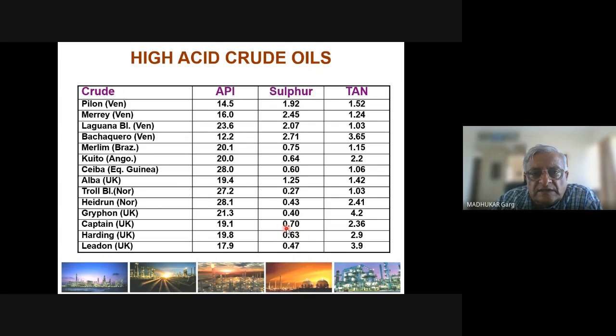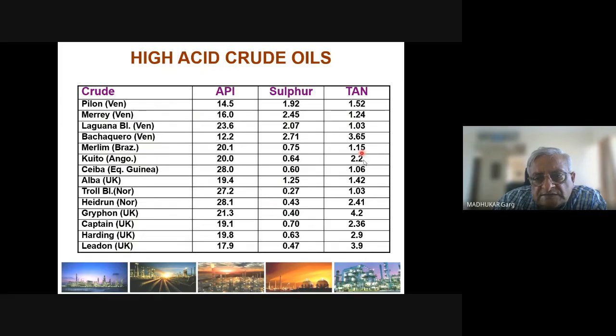And these are some of the high acid crudes which are traded worldwide, and you can see the origin. Basically, Venezuela is very rich in crude oil, but most of the crude oil in Venezuela is either heavy crude or high TAN crude. In fact, this Mary crude is a very famous crude. In Reliance, we actually buy a large quantity of this Mary crude. Then Marlim crude from Brazil or Kuito from Angola. And of course, even in the UK, we have certain crudes which are quite acidic in nature.